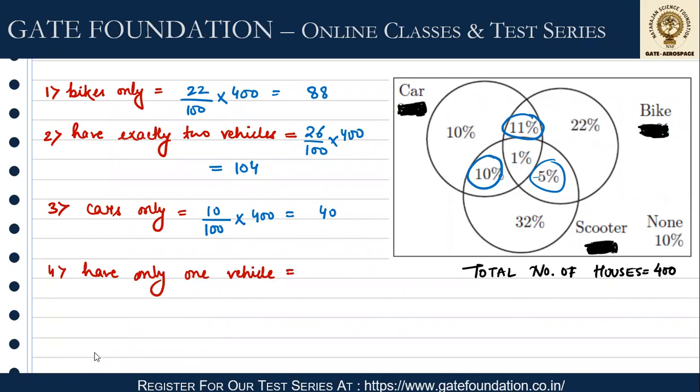Only one, right? So you have to see here that either the one who has only a car, or only a bike, or only a scooter. 256. What we'll have is 10% comes here, they have only a car, 22% bike and 32% scooter. So 32 and 22 will become 54 and 10, that is 64. 64% of 400 you are supposed to find out, which will become 256. So now we have solved this kind of question.